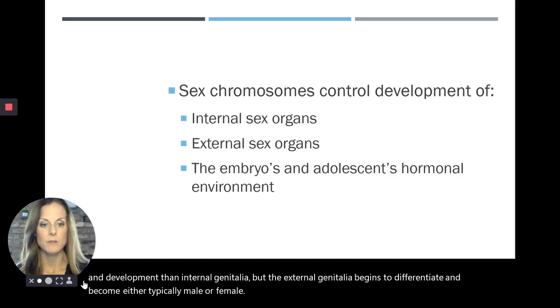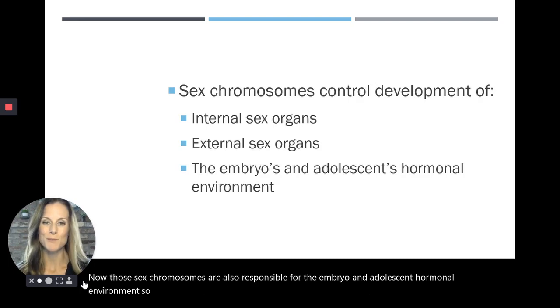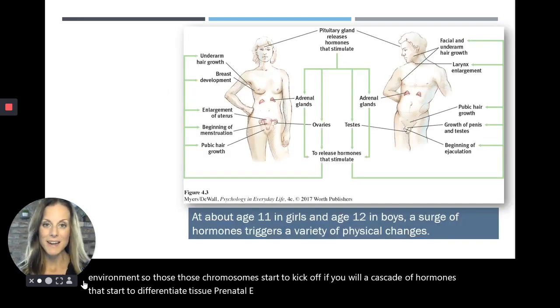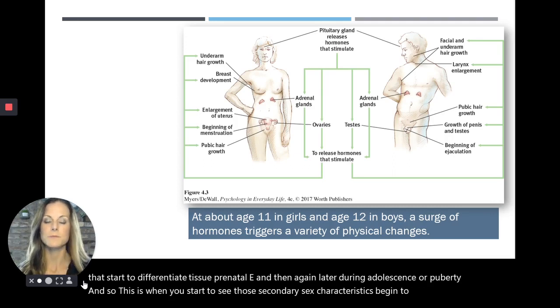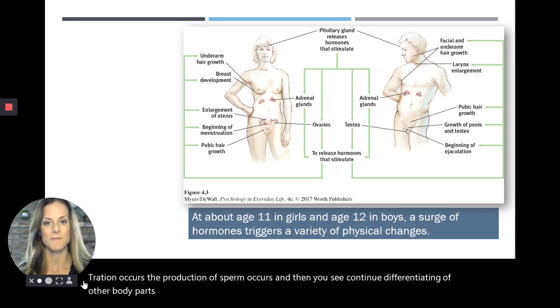Now, those sex chromosomes are also responsible for the embryonic and adolescent hormonal environment. So those chromosomes start to kick off, if you will, a cascade of hormones that start to differentiate tissue prenatally, and then again later during adolescence or puberty. And so this is when you start to see those secondary sex characteristics begin to differentiate, right? So menstruation occurs, the production of sperm occurs, and then you see continued differentiating of other body parts like hair growth, voice changing, larynx enlargement, and so on and so forth.